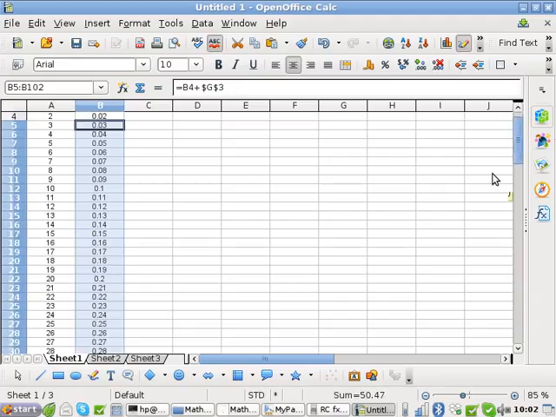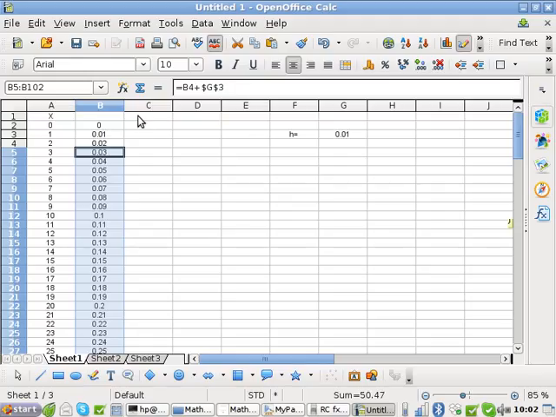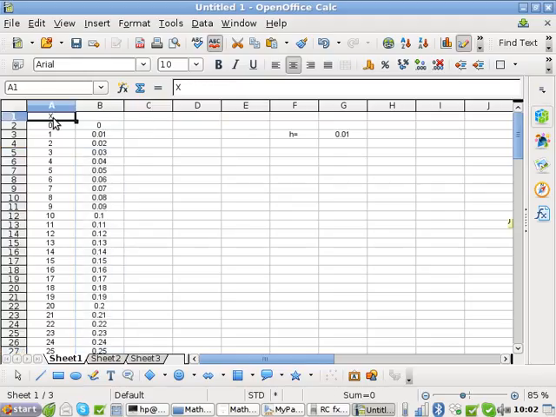And then beside that, this is the xn, and here should be f of xn. So this would be 0 squared. Then the next one would be 0.01 squared, and so on.